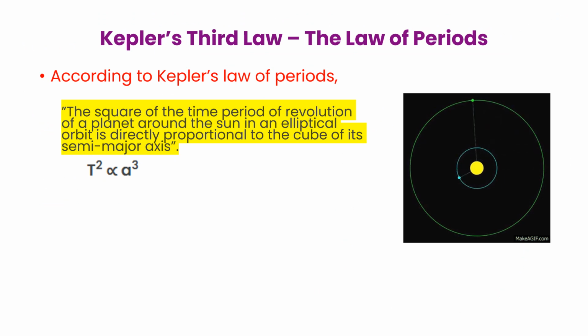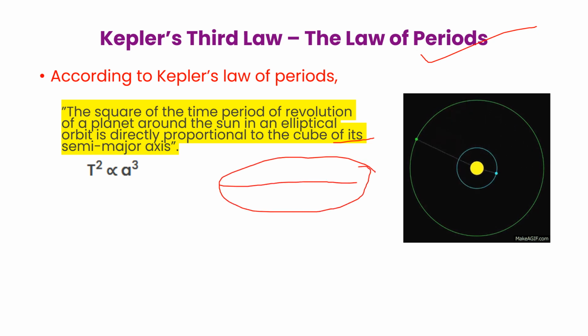So now move to Kepler's third law. What does the third law say? Basically it is based on the law of periods. According to Kepler's law of periods, the square of the time period of revolution of a planet around the sun in an elliptical orbit is directly proportional to the cube of its semi-major axis. So students, this is the major axis, this is the minor axis. Half of the major axis is known as the semi-major axis and half of the minor axis is known as the semi-minor axis. Okay.